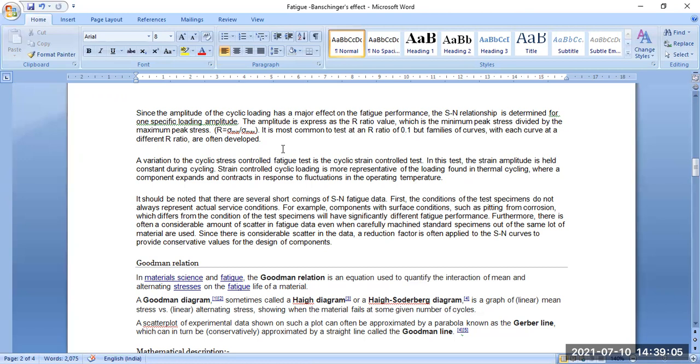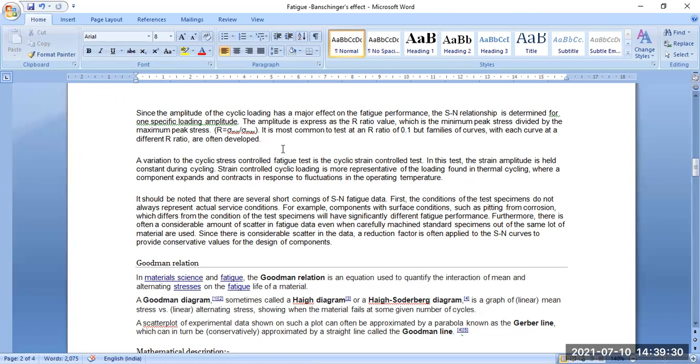It should be noted that there are several shortcomings of the SN fatigue test. Thus, the condition of the test specimen does not always represent the actual service condition. There is no provision for the treatment of test materials, and in actual service it is not very clear whether the part is really exposed to the actual surface condition.